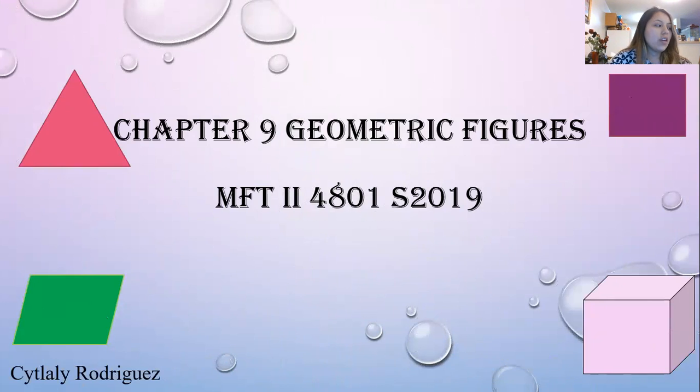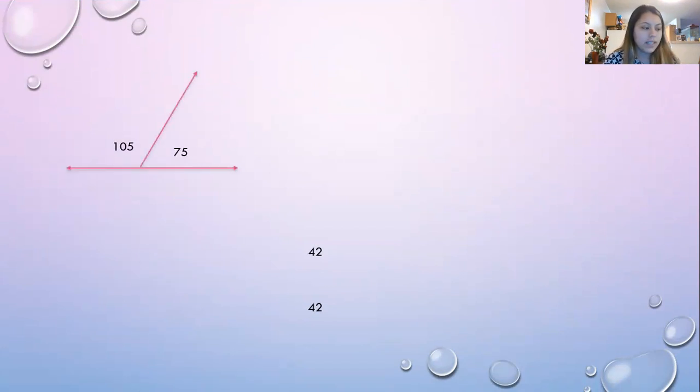So the first thing we're going to talk about is supplementary and complementary lines, congruent vertical angles, and parallel lines. Supplementary lines are lines that add up to 180 degrees. So we know that 105 plus 75 would give us 180.